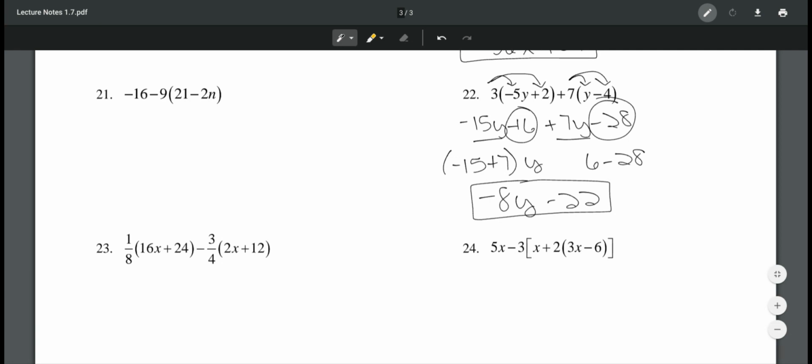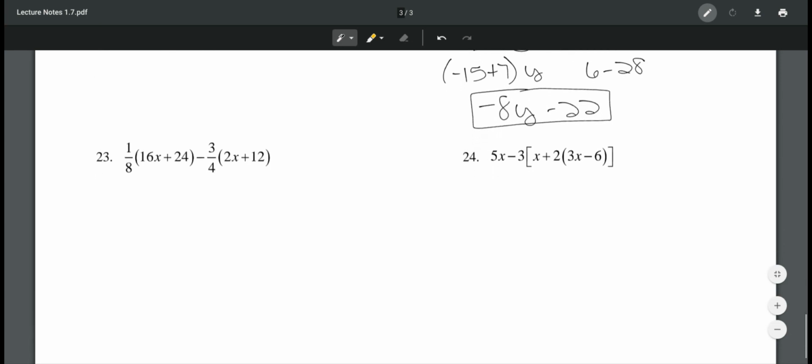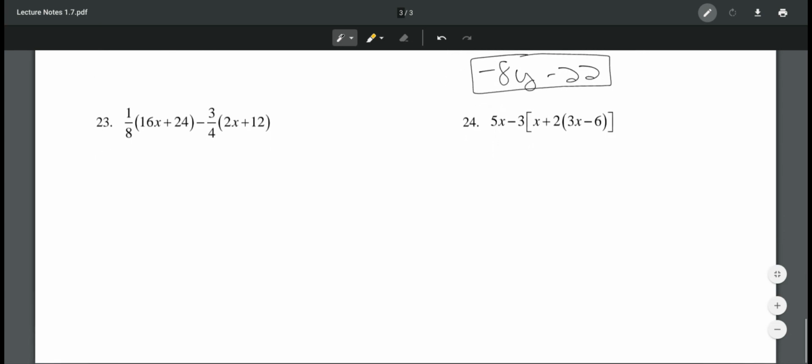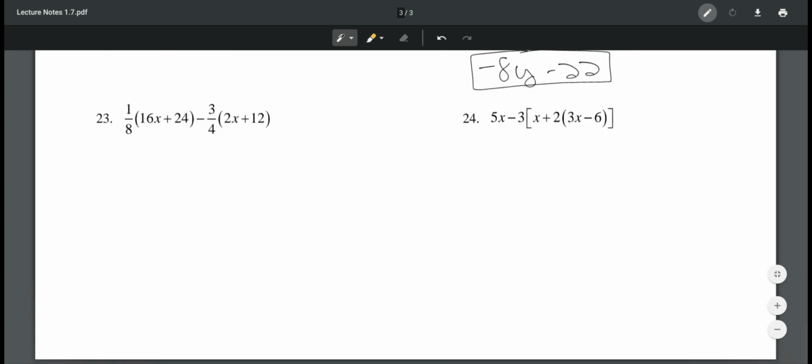Now, I know I said I was going to do number 24, but I changed my mind because I'm sure most of you would rather see 23 since it has fractions. So we're going to do number 23 as opposed to number 24. Now, if you would like me to do number 24 when we have our class meeting, you can ask me and I will pull it up and I will be more than happy to work through number 24 for you.